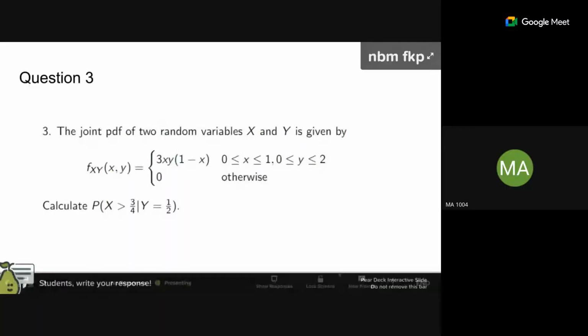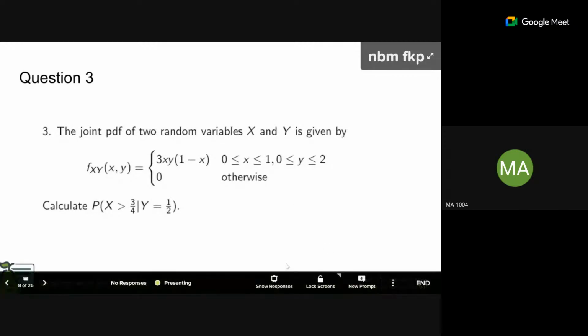So yeah, let's move to the next one. Here you have the joint PDF of random variables x and y, and this is a kind of conditional probability, right? We have to calculate the probability that x is greater than 3/4, given that y is equal to 1/2.